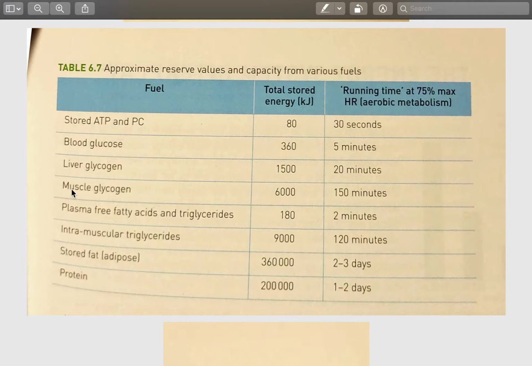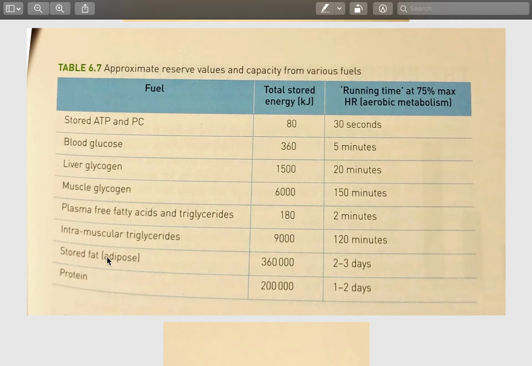The glycogen that's stored in our muscle from the carbs we've eaten, 150 minutes, if somebody has eaten the right portion size of carbohydrates. Plasma, meaning bloodstream, free fatty acids and triglycerides. So these are the fats that we've eaten that are traveling around in our bloodstream. Only 2 minutes. Why? Because the body doesn't want to use fats for exercise. It wants to use it for stored low intensity exercise like sitting and standing. So here we go. Inside the muscle, triglycerides or fats, 120 minutes worth of exercise.